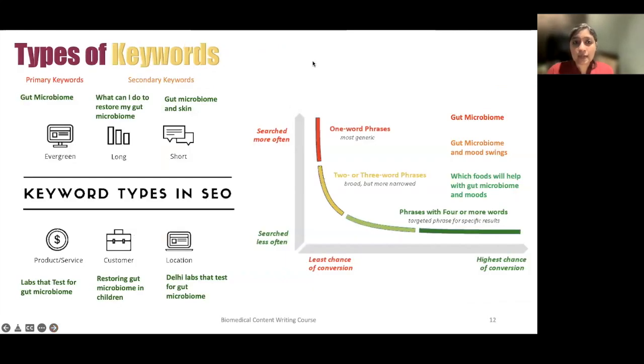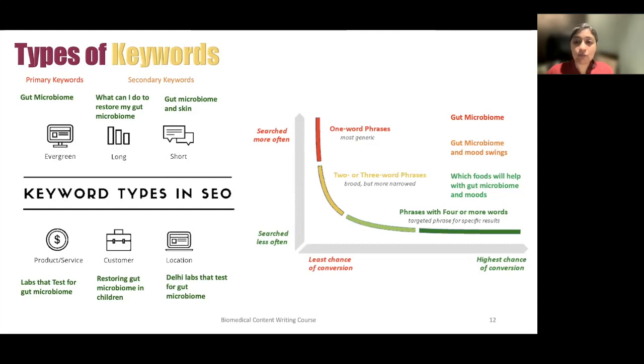Now we're looking at types of keywords. When we look at types of keywords, we need to know these terminologies so that we make sure we use the right mix of keywords later on. We have primary and secondary keywords. Here, the primary keyword is at the core of your content. You know that this is what your content is about. So when we're writing a blog, gut microbiome has to be your first keyword. And that's your evergreen keyword.